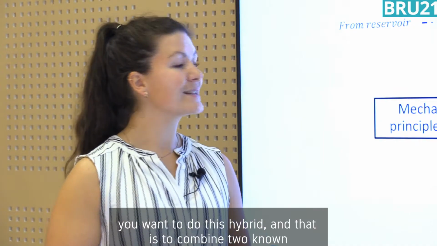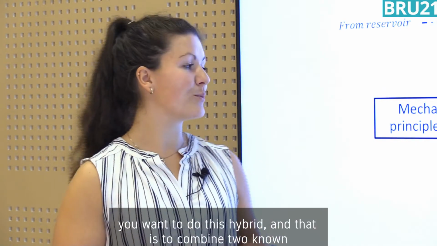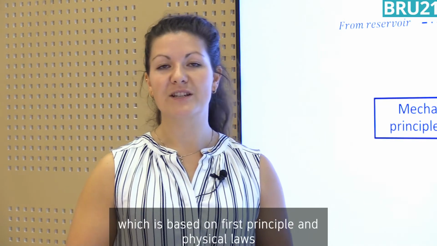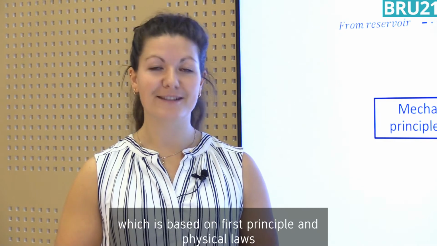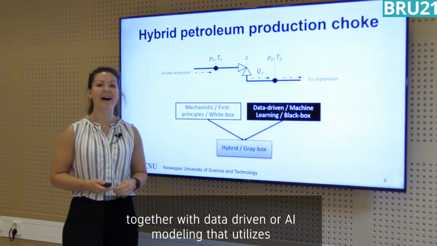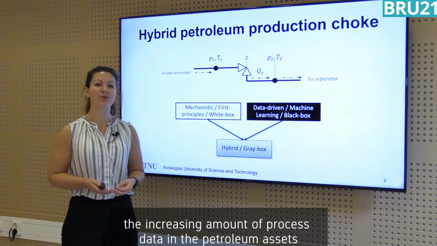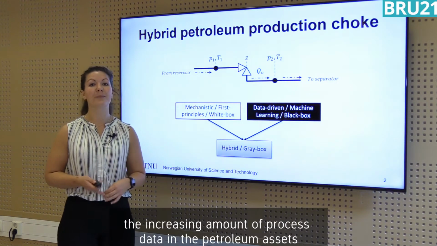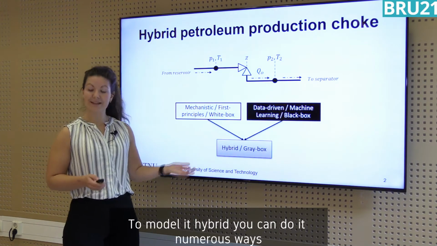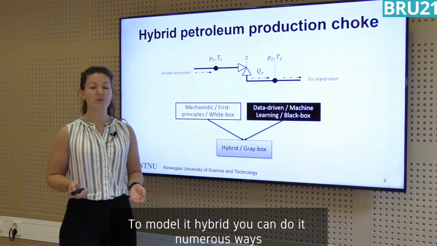So you want to do this hybrid, and that is to combine two known modeling methods: mechanistic modeling, which is based on first principles and physical laws, together with data-driven or AI modeling that utilizes the increasing amount of process data in the petroleum assets. But to model it hybrid, you can do it in numerous ways.